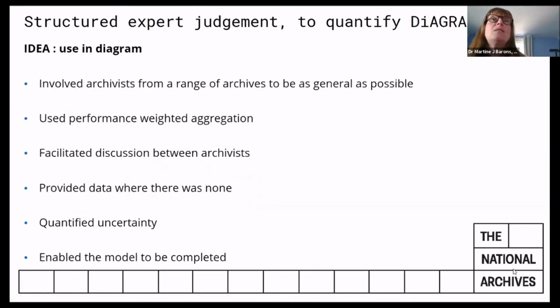In IDEA, we involved archivists from a range of archives to be as general as possible. We used this performance weighted aggregation. We facilitated discussion between the archivists, and this provided data where there wasn't any. It quantified the uncertainty and enabled the model to be completed. And I think I'm over to David now.